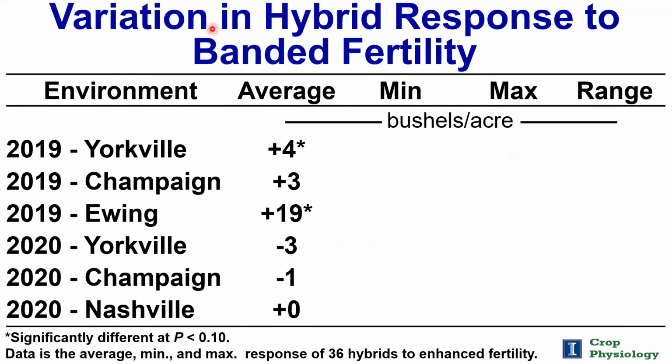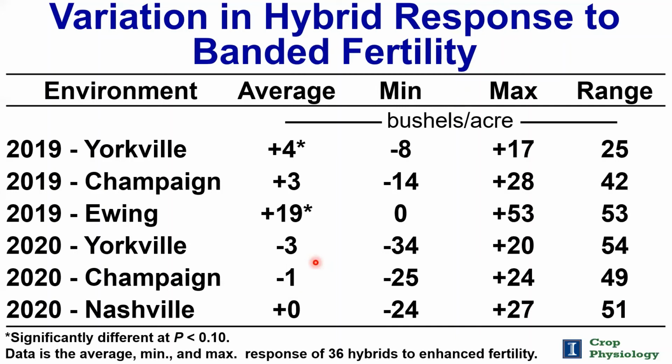This is the average response to banded fertility across these 6 environments: 4 bushels, 3 bushels, 19 bushels down in Ewing, our lowest fertility level site. There we're seeing the overall response to fertility translate with the overall soil test values. A little bit rougher conditions in 2020, on average, not seeing a response to banded fertilizer. But like I said, there's 36 hybrids within each one of these environments.